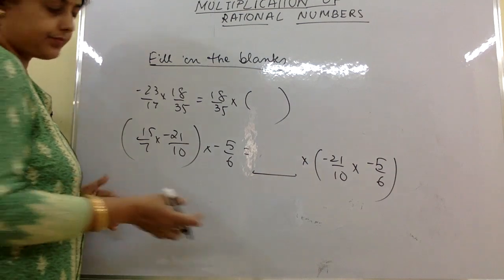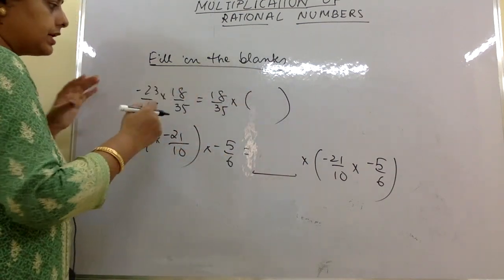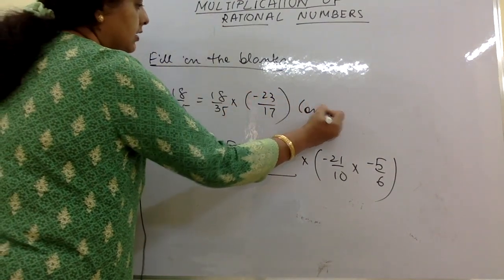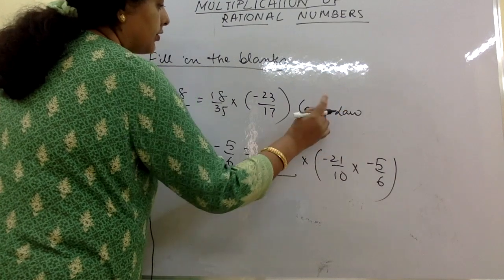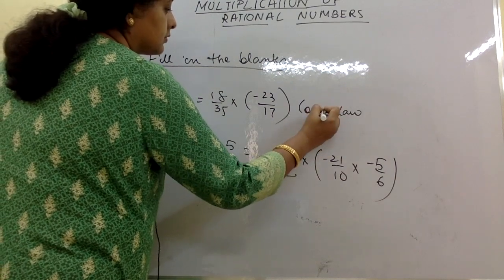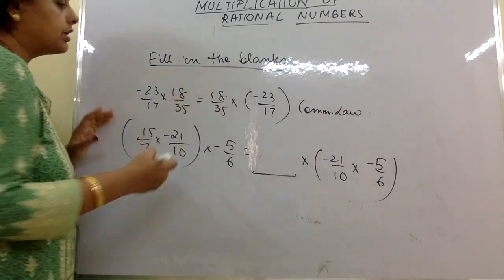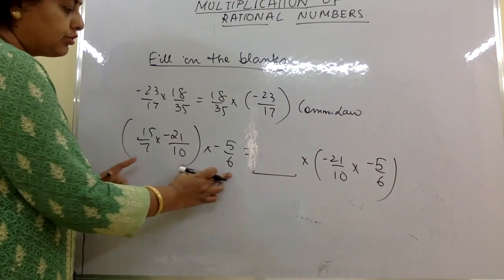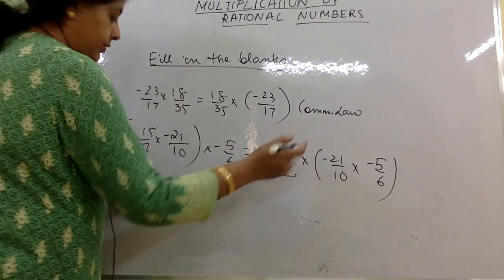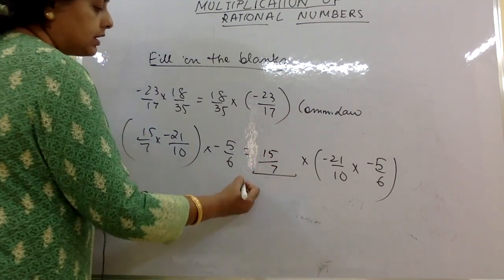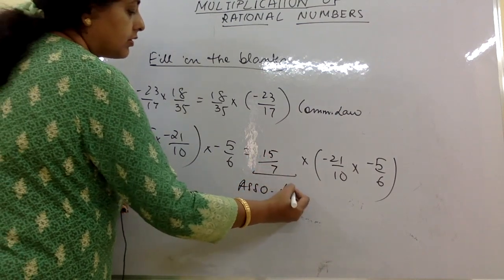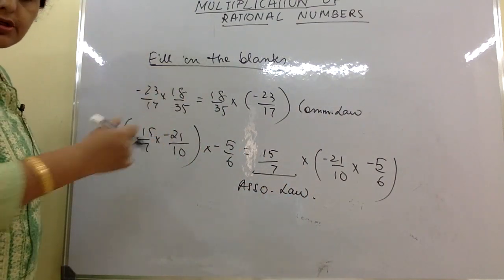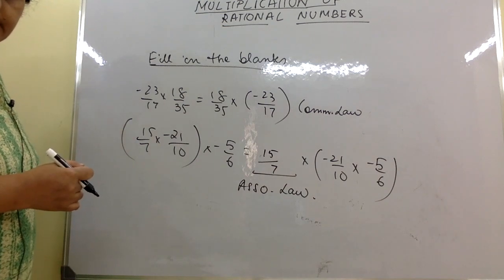Now what should I write here, or what should I write here? Clearly 18 by 35 is given here. I should be writing this. This is commutative law. And if you see here, 15 by 7 is here, this part formed a bracket. Now these two have formed a bracket, but the sign is same. So 15 by 7 here. This is associative law of multiplication. Okay, sometimes they do ask the property also, the law also.